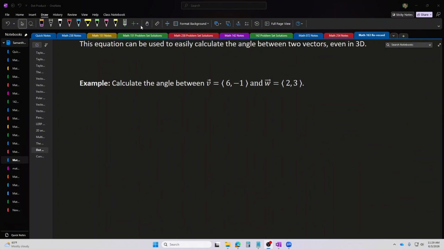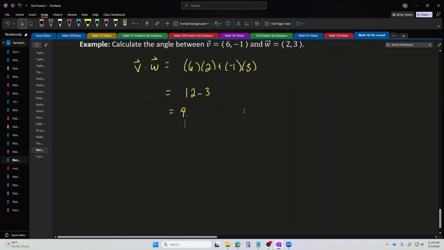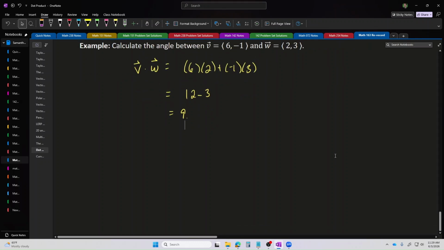So calculating v dot w, I get the number 6 times 2 plus -1 times 3. So that gives me a result of 12 minus 3 equals 9. So a positive dot product indicating that these vectors are more aligned than they are opposed. So I should expect the angle between them to be relatively small, less than 90 degrees.